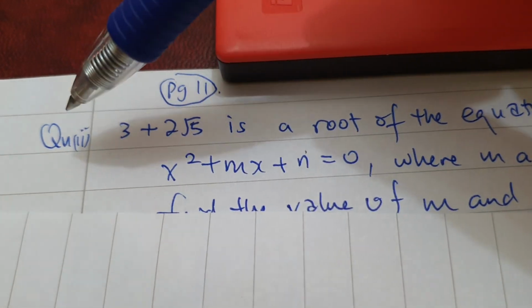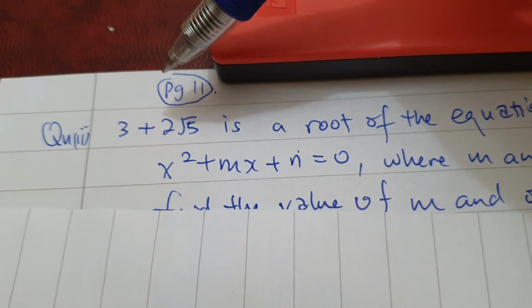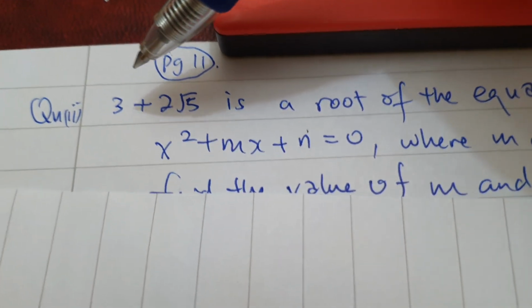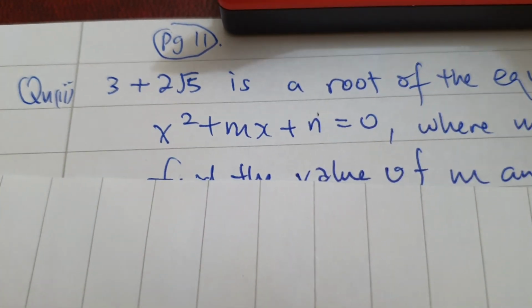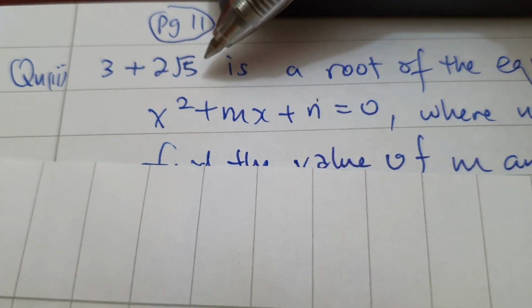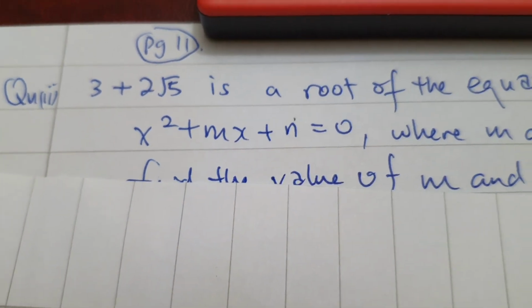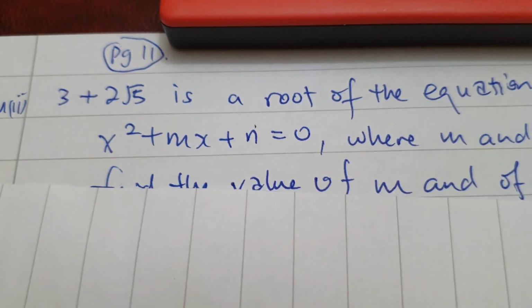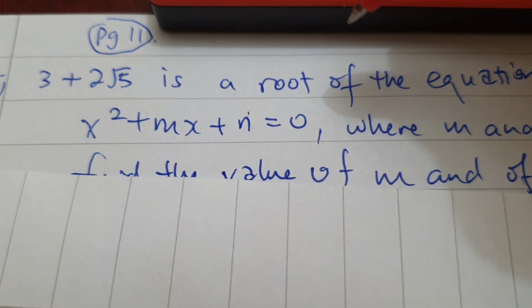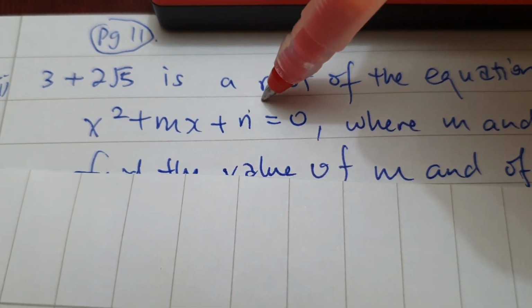Now the question, part 2, page 11. I can't remember which paper. You can check it out on the WA revision. 3 plus 2 square root 2 is a root of the equation. Now what does a root of the equation mean? A root means a solution. You learn this in E-maths.